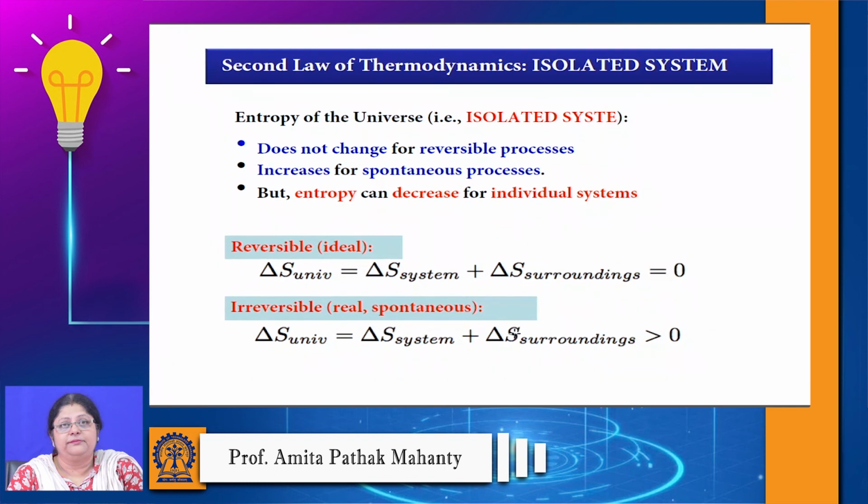And in all spontaneous processes, entropy will keep increasing. The entropy of a particular system may decrease, but the total entropy change of the universe will always be increasing. This is the definition of the second law. The entropy of the universe of an isolated system will always be increasing. This is the condition which we have for the second law.